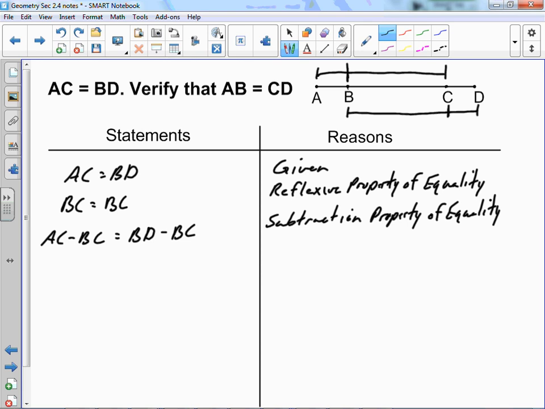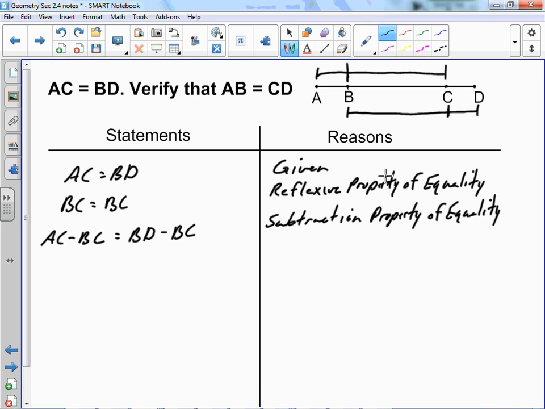Now, when we look at this, just looking at it, you should be able to see if I take BC away from AC, what I have left is AB. And if I take BC away from BD, what I have left is CD, which is what we're trying to prove or equal at the end. However, we have to explain that that's the case, that AC is made up of two different parts and BD is made up of two different parts.